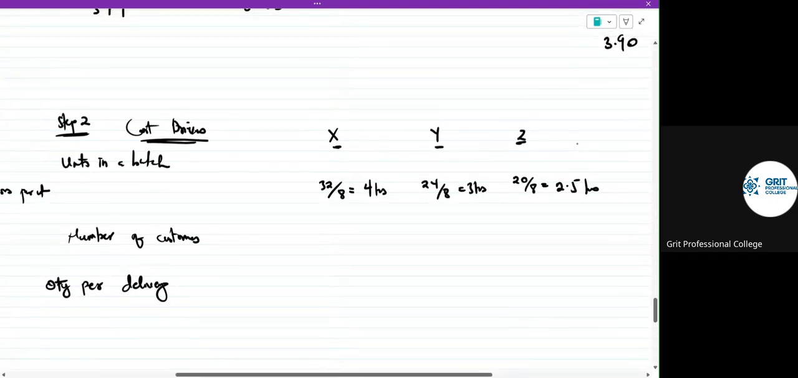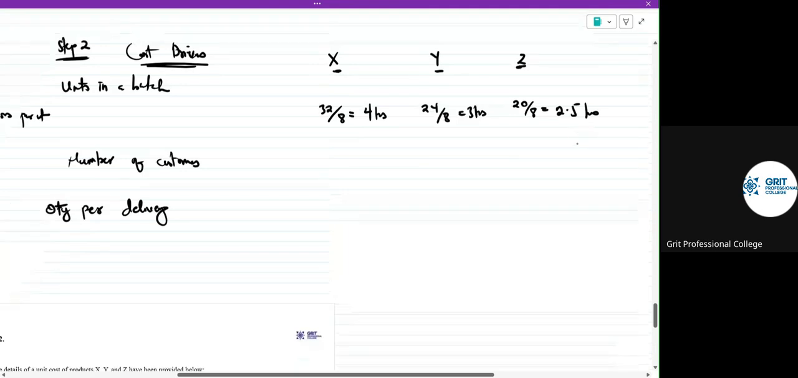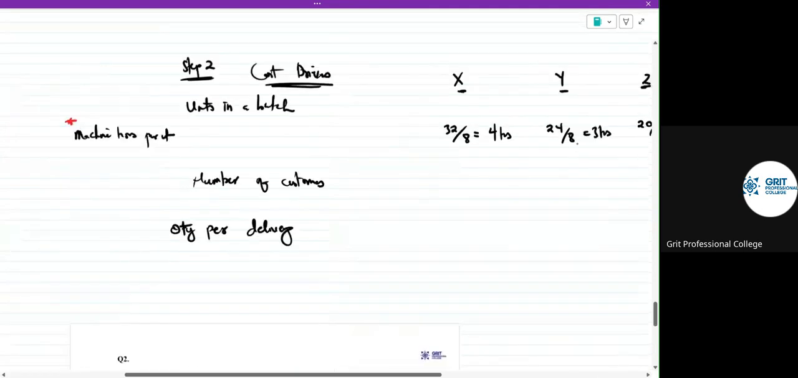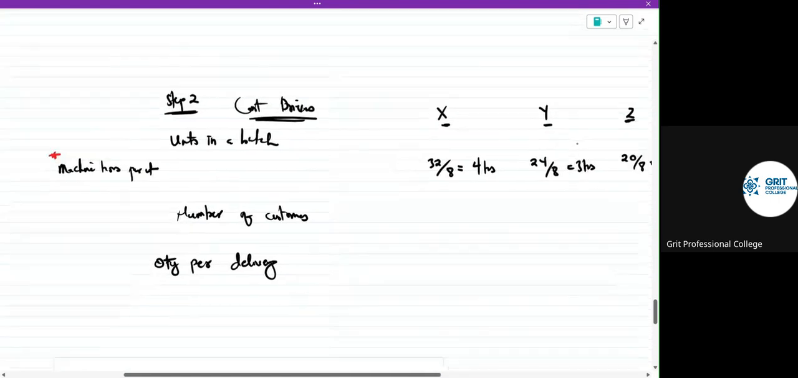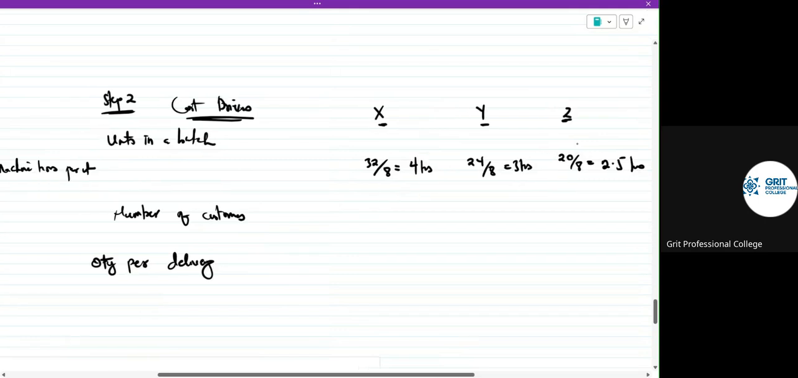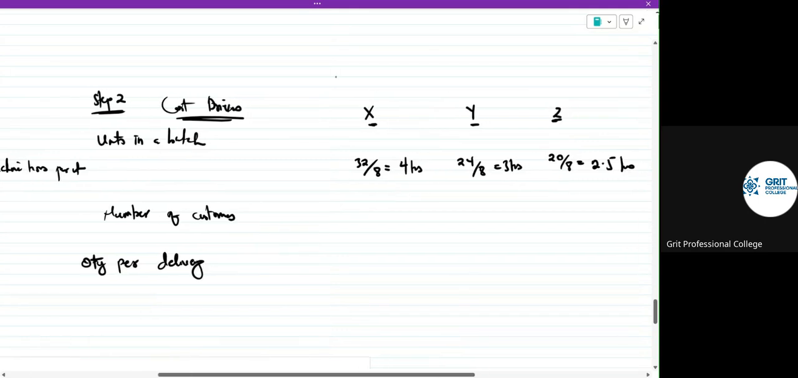This is the first step. Now, what did I say about your cost driver data? What did I say about it? Yes, who can remember? What did I say about it?